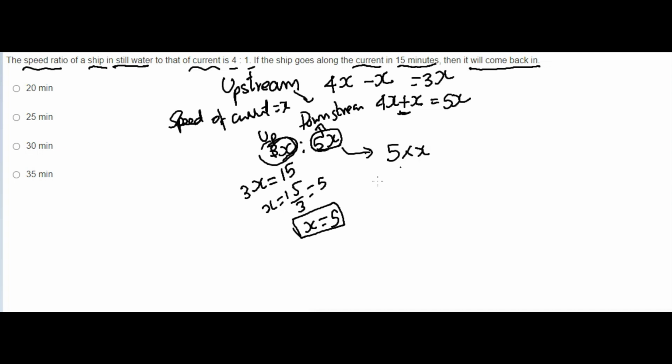So 5 into x, and you know the value of x is 5, so 5 into 5 is equal to 25. That's the time. So the answer is 25.